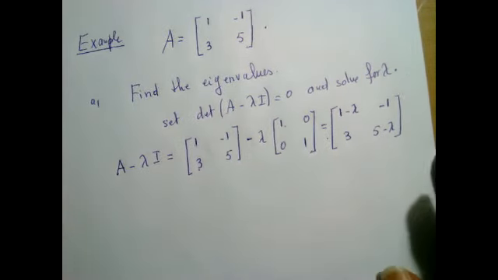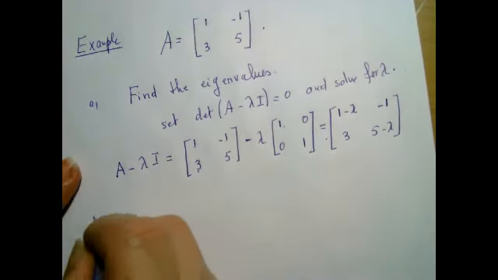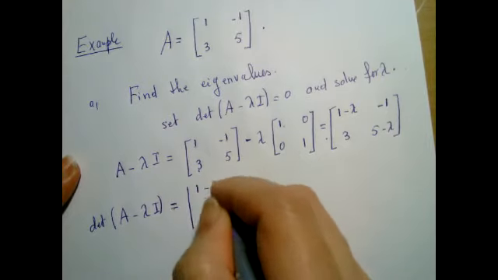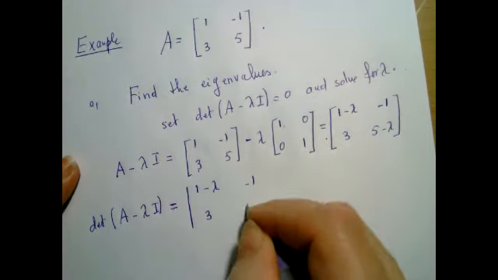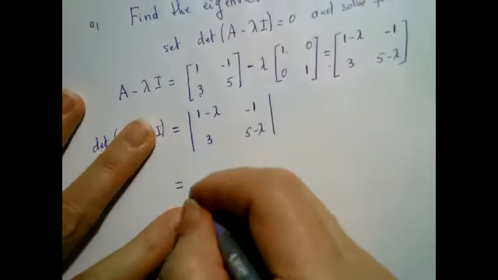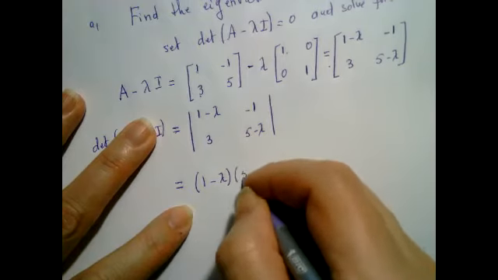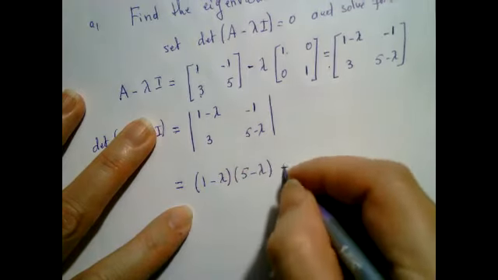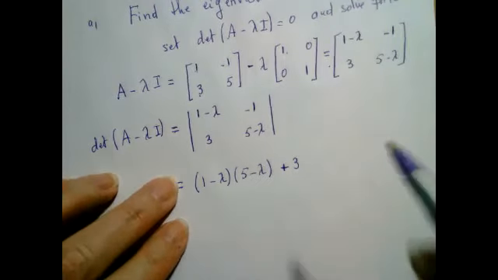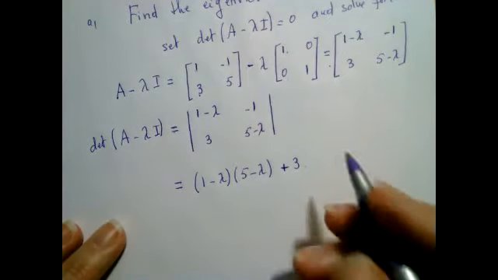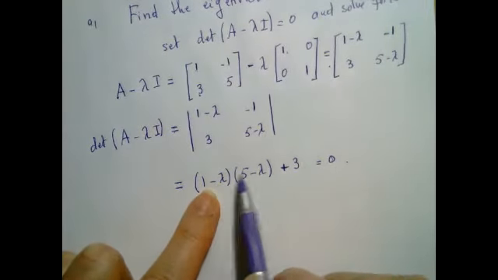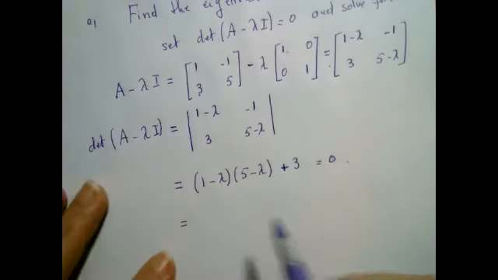Now I have to compute the determinant, set it equal to 0, and solve for lambda. The determinant is of the 2 by 2 matrix with rows 1 minus lambda, 3 and minus 1, 5 minus lambda. So it's 1 minus lambda times 5 minus lambda, minus minus, plus 3. Remember, we set this equal to 0 and solve for lambda. If you look carefully, this is going to give me a quadratic, because it gives me lambda squared. So let us multiply it.